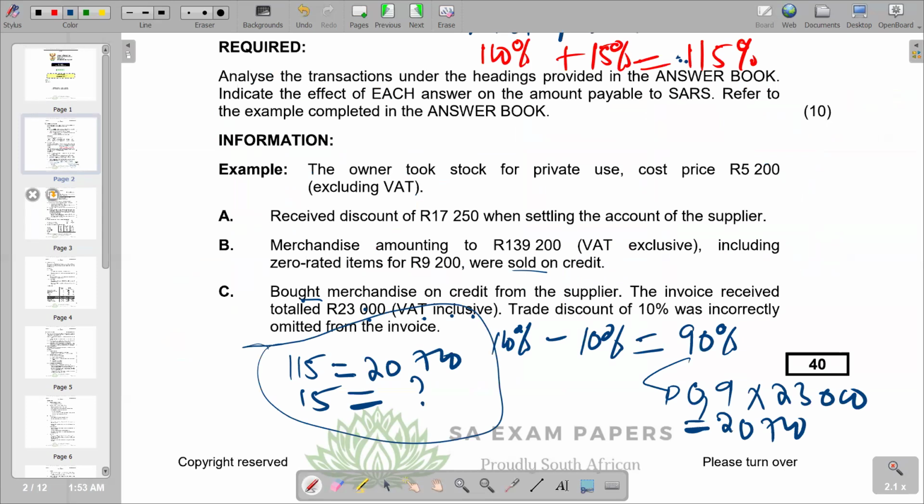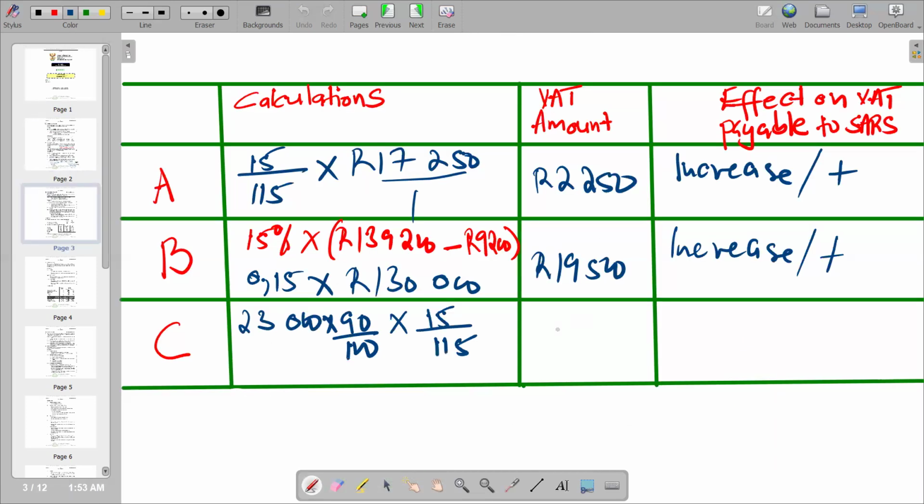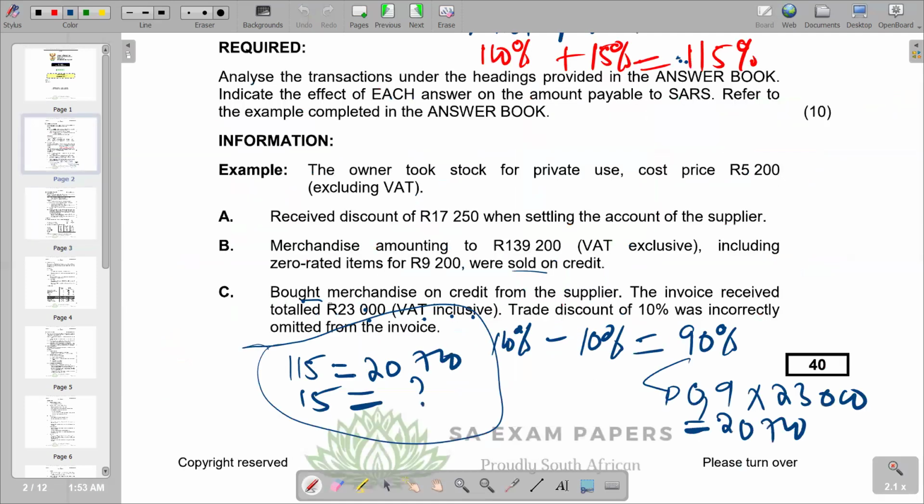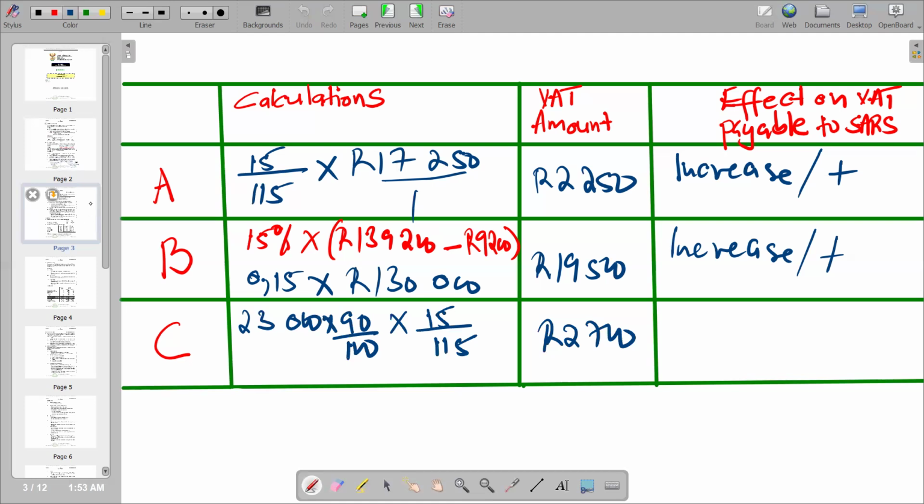So in this case, if you multiply it like that, you see that the answer that you are going to get is 2,700. Remember, we said according to what we are given is that they bought merchandise on credit. So this is obviously going to be a VAT input of 2,700, which is going to have a decreasing effect on VAT payable to SARS. So we have a decrease, which we are going to indicate as a negative.